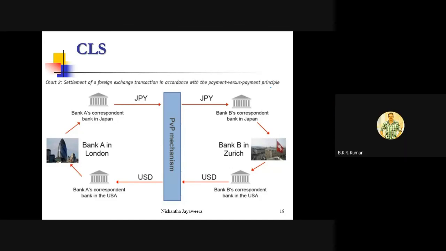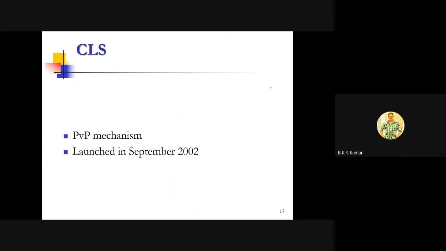So slide number 2 and 3, please. 2 and 3. Yeah.